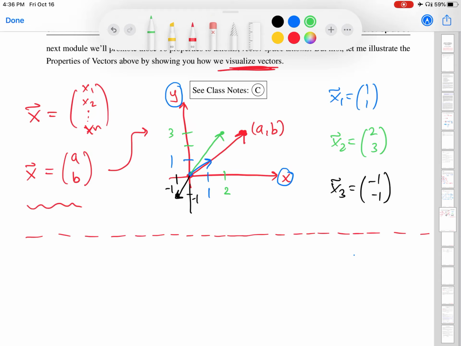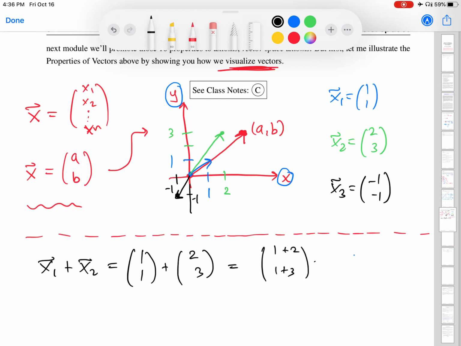Down here I'm going to calculate x1 plus x2. We already know how to do this based off the work that we did in this lesson for how to add matrices. What we said was, first of all, the matrices have to have the same size. These do. They're both 2 by 1 matrices. And then we just add the components together. So this is going to be 1 plus 2 and 1 plus 3. So that gives us (3, 4). Great. So that is the sum of vectors x1 and x2.